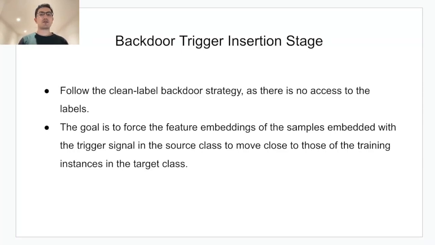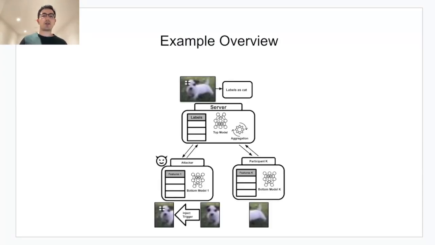In the trigger insertion stage, it follows the clean label backdoor strategy as there is no access to the labels. The goal is to force the feature embeddings of the samples embedded with the trigger signal in the source class to move close to those of the training instances in the target class. Here we can observe an example where we have two participants each holding half of the image, and the attacker injects a trigger in its half of the image with the purpose to make the model label this dog image as a cat.